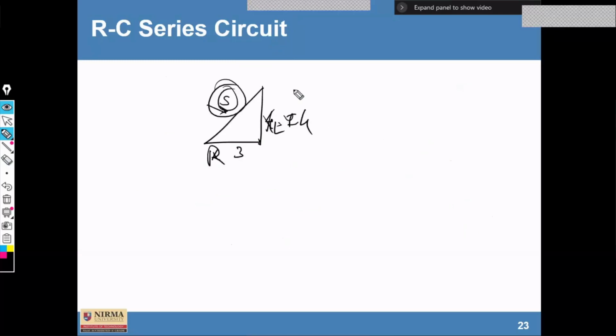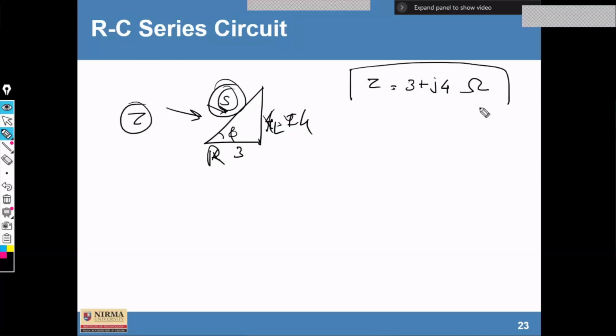So we can represent this whole circuitry in different forms. For example, R is 3, jXL is 4. So if it is an impedance, we can write Z is equal to 3 plus j4. Various examples will give you this kind of impedances in the various numericals. Clear? So this is one way we can represent it.